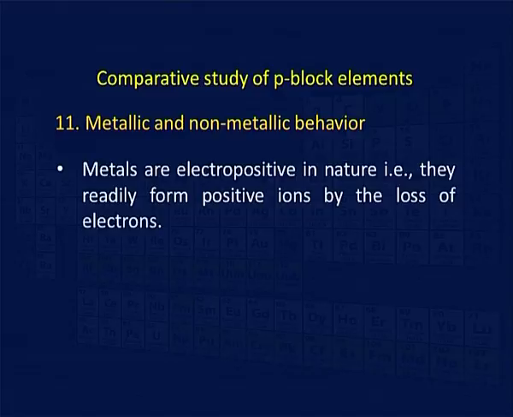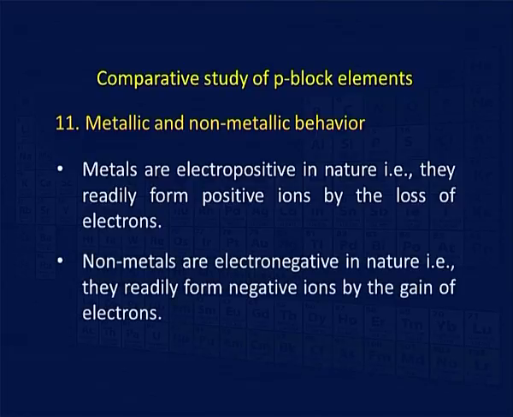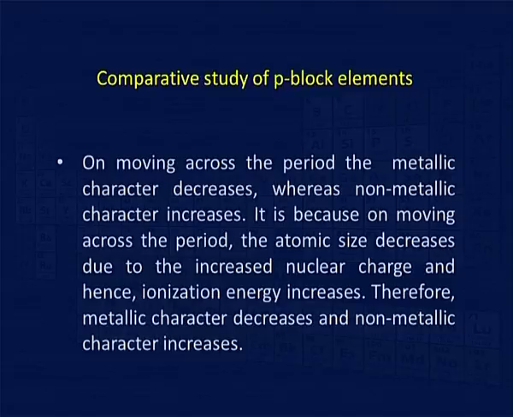Let us see the metallic and non-metallic behavior. Metals are electropositive in nature. They readily form positive ions by the loss of electrons. Non-metals are electronegative in nature. They readily form negative ions by the gain of electrons. On moving across the period, metallic character decreases, whereas non-metallic character increases. This is because on moving across the period from left to right, atomic size decreases due to increased nuclear charge pulling electrons towards the nucleus, and hence the ionization energy increases, meaning more energy is required to remove an electron. Therefore, metallic character decreases and non-metallic character increases from left to right.